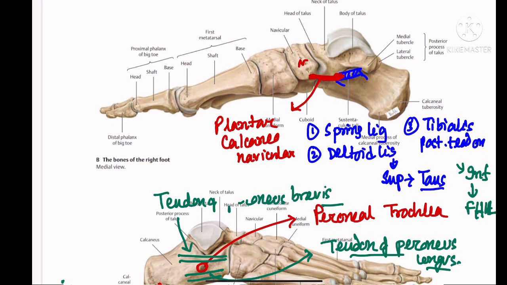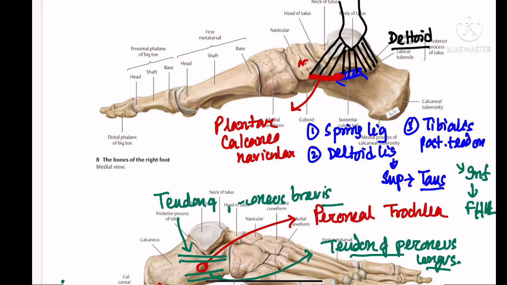Similarly, there is another term we have, that is the deltoid ligament. Now the deltoid ligament is present from the medial malleolus. Here lies the medial malleolus of the tibia. From the medial malleolus, an inverted delta-shaped ligament extends like this. This is called the deltoid ligament.